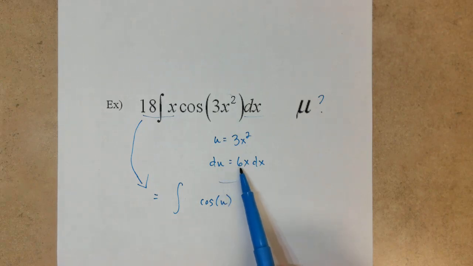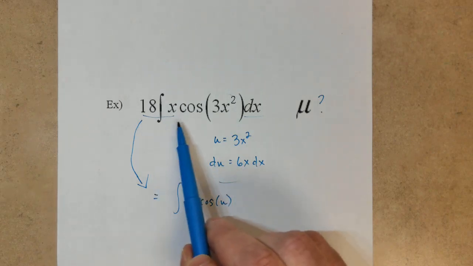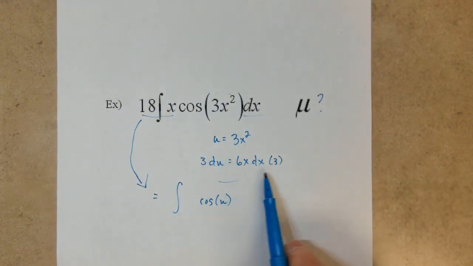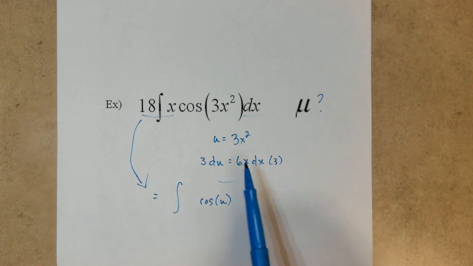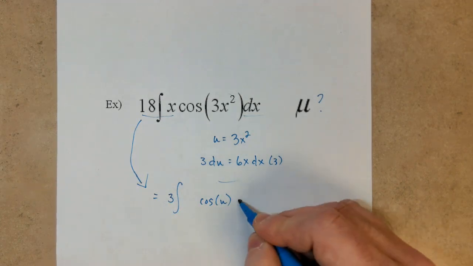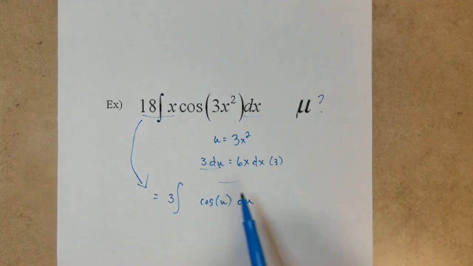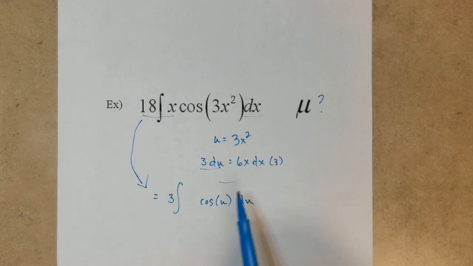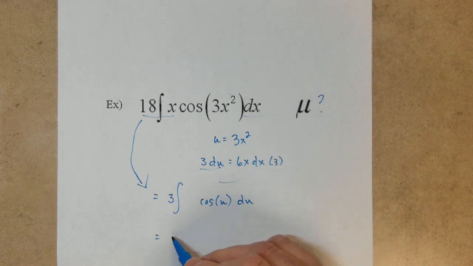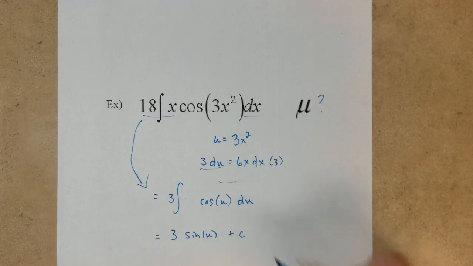Right now I have du equals 6x dx, which is close. If I were to multiply both sides by 3, then this side right here will end up being 18x dx, which is what I want to replace up there. So I'm going to write 3 and du here because 3 du replaces the 18x dx. So this is an integral that I'm more comfortable with interpreting. And so now I just ask myself, what's the antiderivative of cosine of u? Sine. So this is going to be 3 sine u plus c.